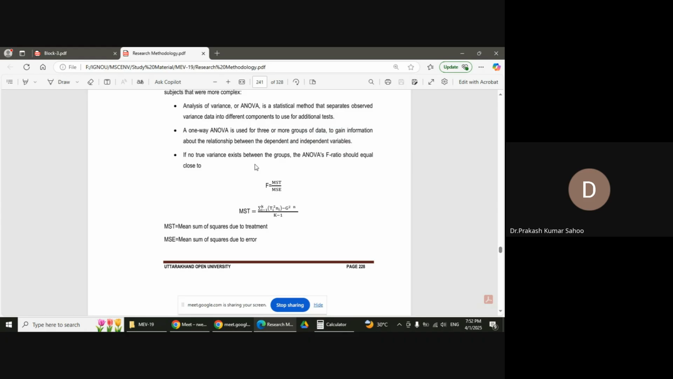If no true variance exists between groups, the ANOVA F ratio should be equal or close to MST by MSC, where MST is the summation of Ti square by ni minus G square by n, divided by k minus 1, where MST is known as the mean sum of square due to treatment and mean sum of square due to error. So this is your F ratio in ANOVA test, that is mean of square due to observation or treatment and mean of square due to error.